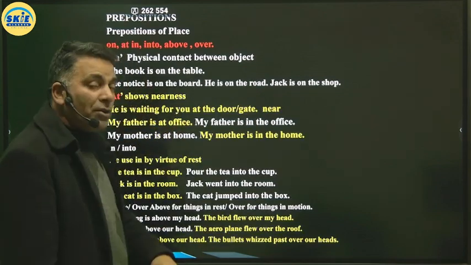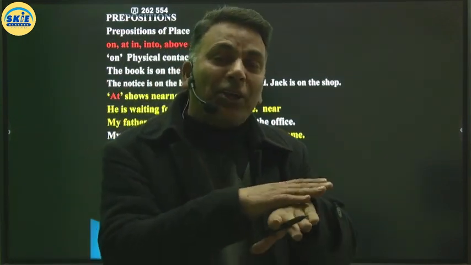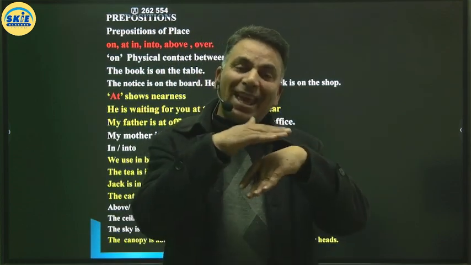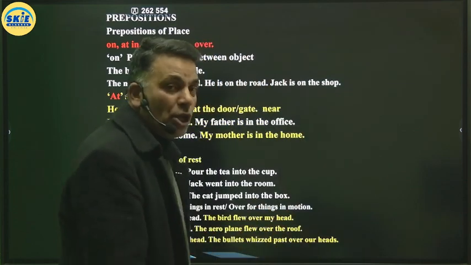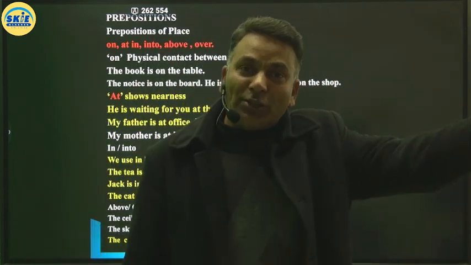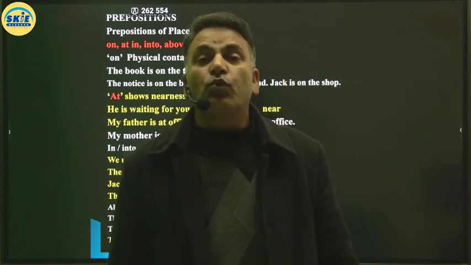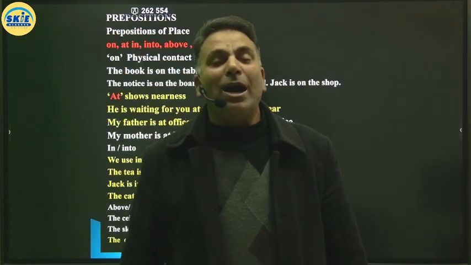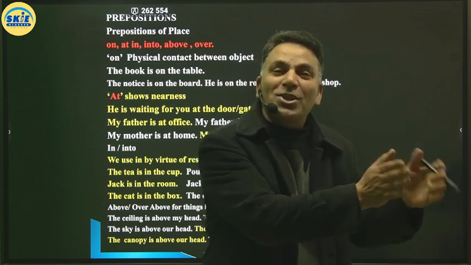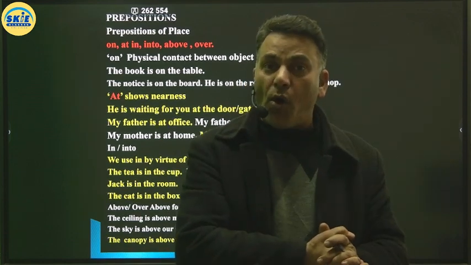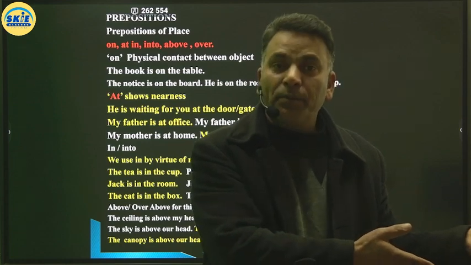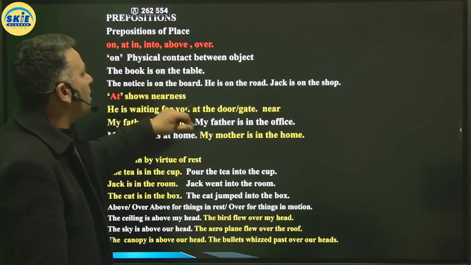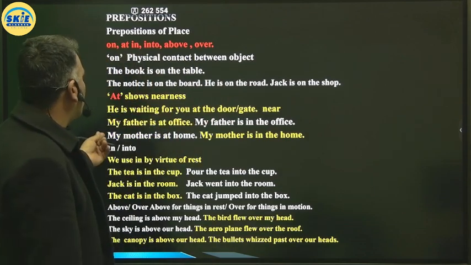Now, at, on the other hand, at shows nearness. Something is near to something. Say for example, Jack is waiting for you at the door. It does not mean that he is on the door, but he is near. He is just near the door. That is when you say he's waiting for you at the entrance. Right? So when you say at, it shows nearness. He is waiting for you at the door, at the gate, at the entrance.